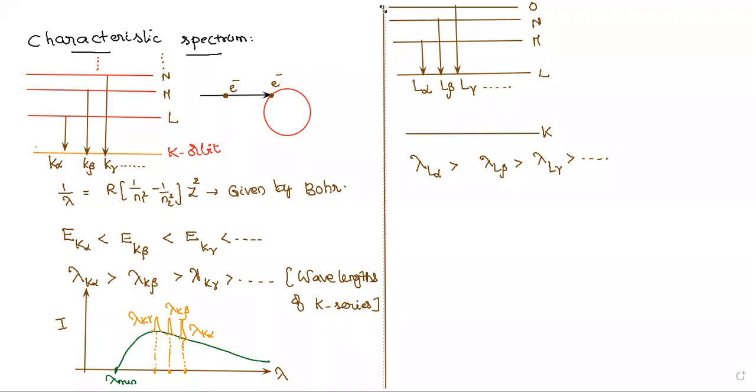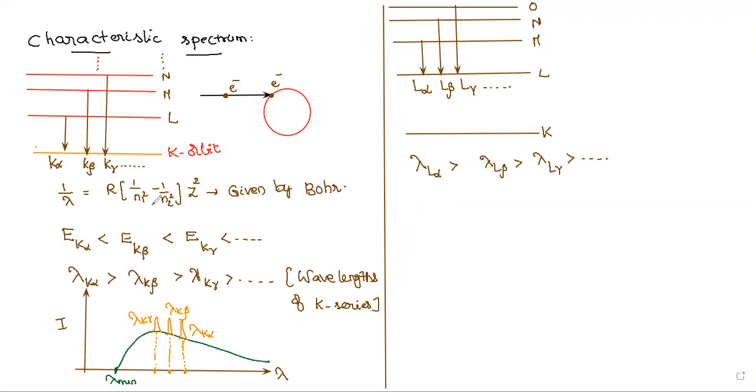So in Advanced, what type of questions do they ask? Whether lambda of L alpha is greater than K alpha or not. They ask such types of questions. It means one particular wavelength related to another series, not in the same series. In the same series, we can easily say whose wavelength is more. So they link with another series.